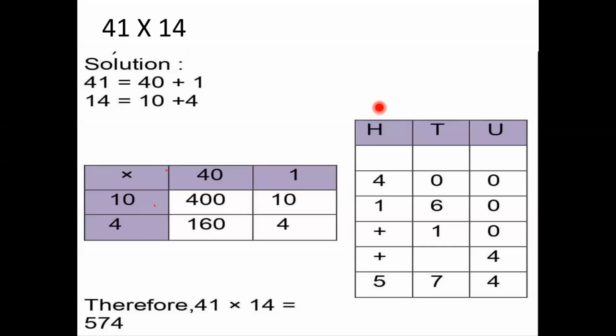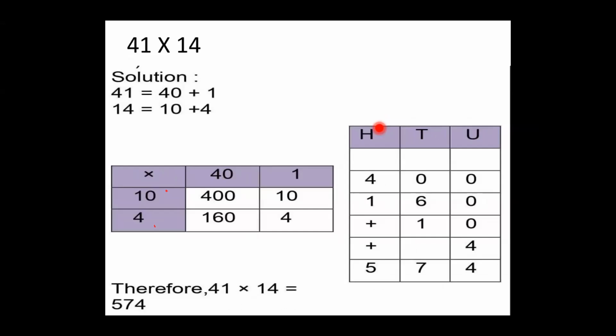So here, whatever sum we are solving is on your screen. You can see your screen now. 41 multiplied by 14. The sum is 41 multiplied by 14, in which the expanded form of 41 is 40 plus 1, and 14's expanded form is 10 plus 4.